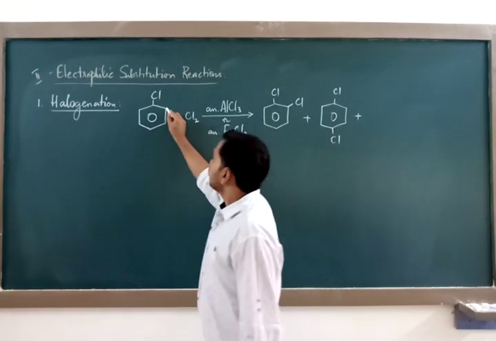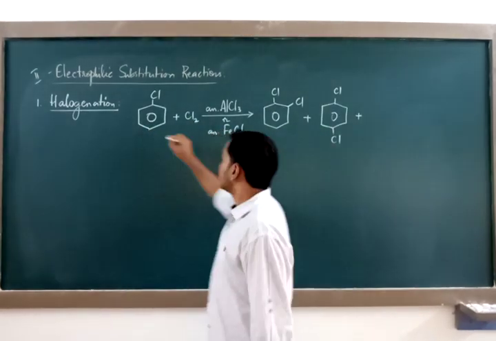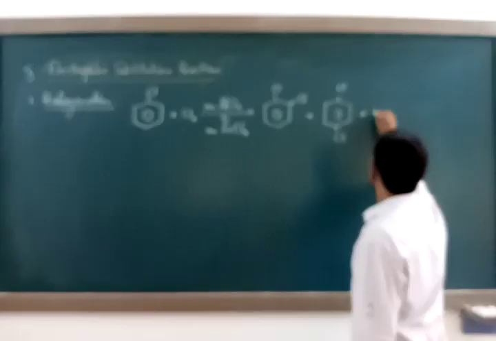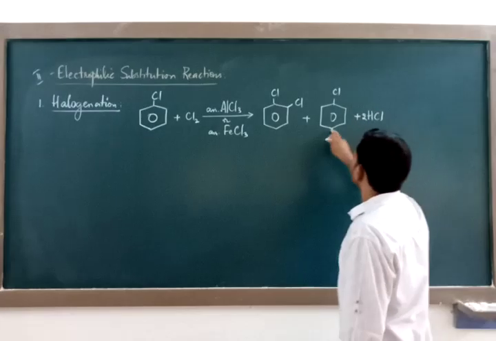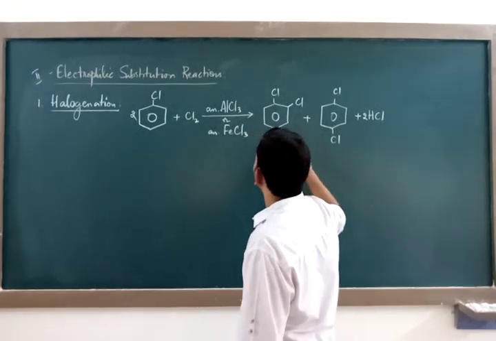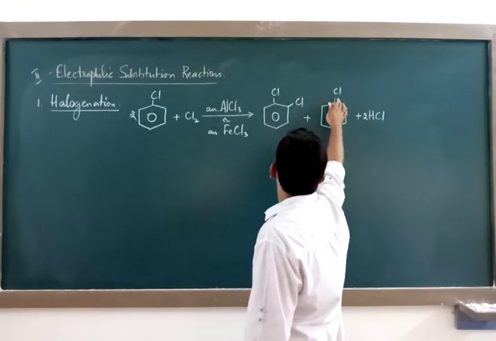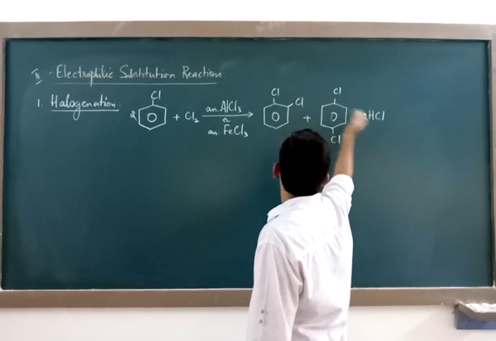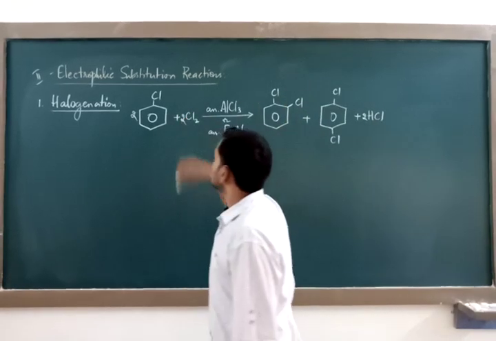Then you removed hydrogen once from here, once from here. Therefore, 2 hydrogens are lost. So 2 HCl. 2 benzene rings are there. Therefore, 2 chlorobenzene. A total of 1, 2, 3, 4. Therefore, you use 2 chlorines.